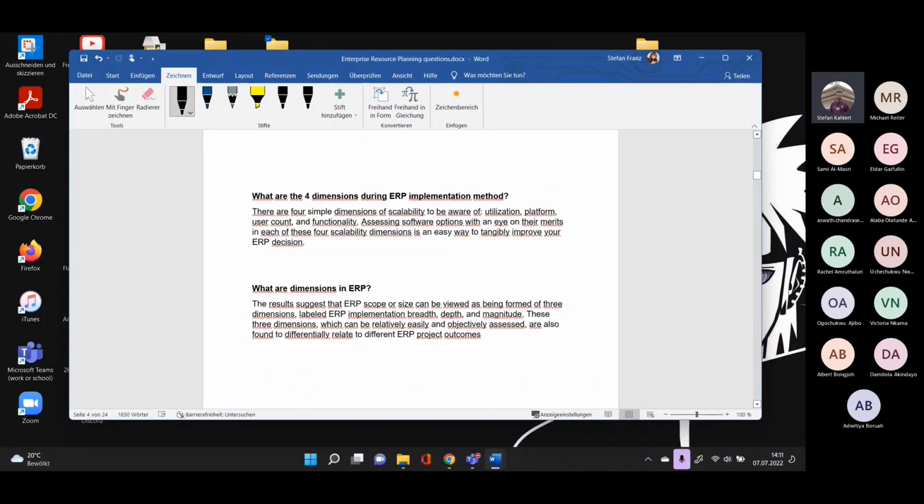The 4 dimensions: scalability, utilization platform, user account, and functionality. Assessing software with I and their merits in each of these 4 scalability dimensions. I think last time I answered it in written, right? This time you see I have a bit of an explanation. Is that clear to you? Any question on that?